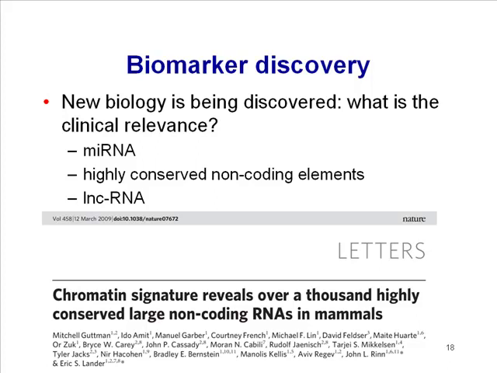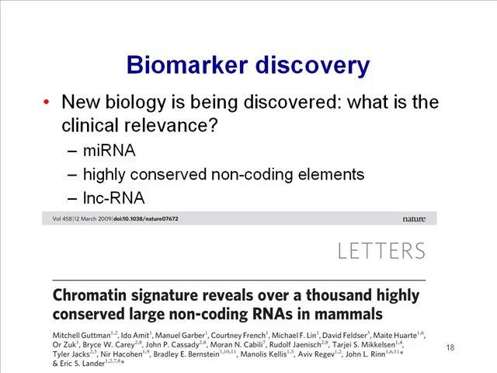A classic example is of recent. So microRNAs have only been really on the scene for a decade or so, and all kinds of studies are coming out saying that there are some associations and mutations in microRNAs. The differential expression of microRNAs have some clinical impact.